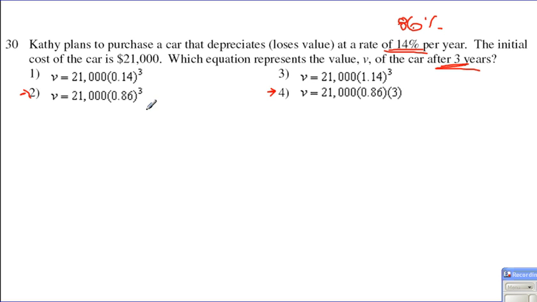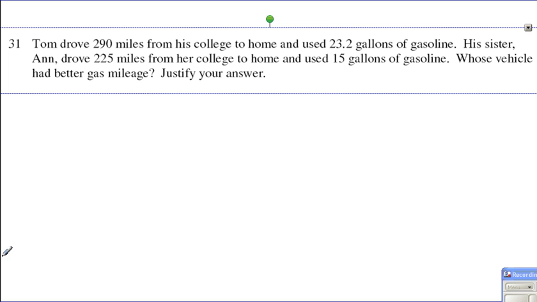But it is taking 3 years. That means we have to keep on multiplying them. The fact that we are multiplying them continually, that means we need to raise that by a third power. So therefore, our final answer will be choice number 2.